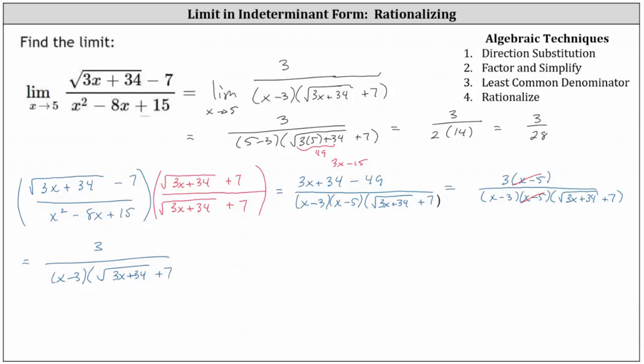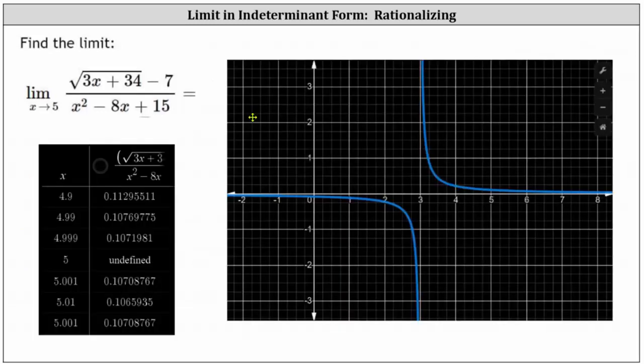So this indicates that the original function approaches the function value of 3/28 as we approach 5 from the left and the right. Let's verify this by looking at a graph as well as a table of values. Looking at the graph of the original function, most software is not going to show holes in a function. The original function does have a hole at x equals 5, which would be here. But remember, this does not affect the limit. We're only concerned about what function value we're approaching as we approach 5 from the left and the right.